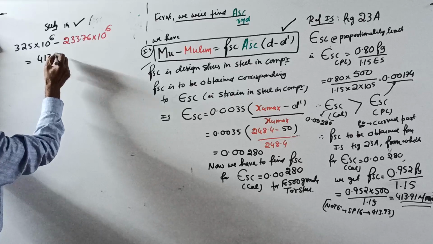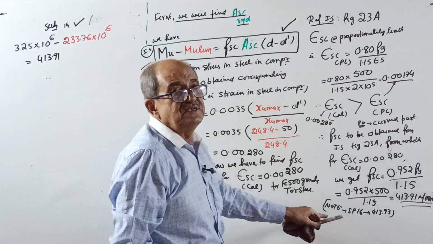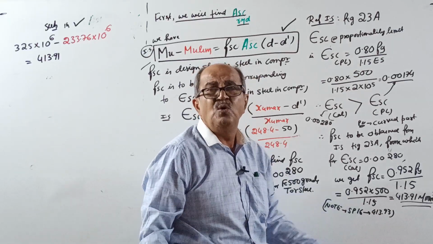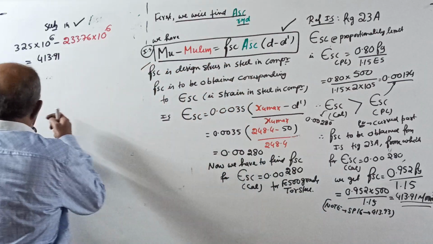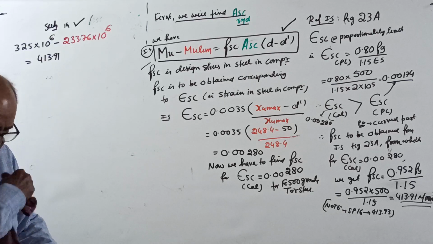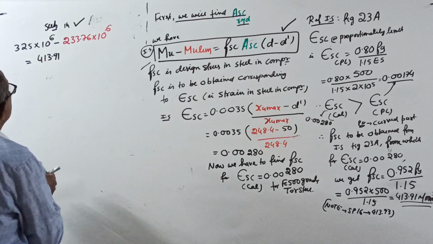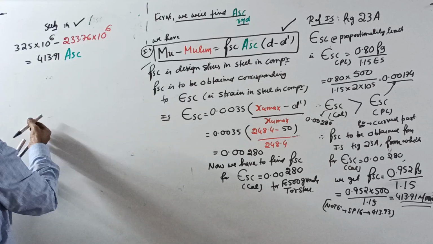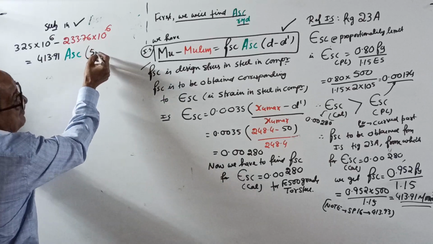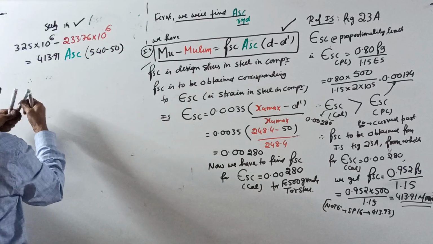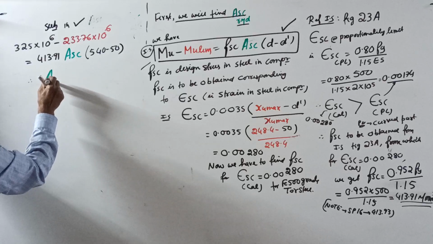413.91. One piece of information for you: if you use the SP16 chart table, you get 413.93. Oh, that is the same. Okay. Times what you are calculating, ASC, times (d, 540, minus 50). Therefore, you get the value of ASC required.